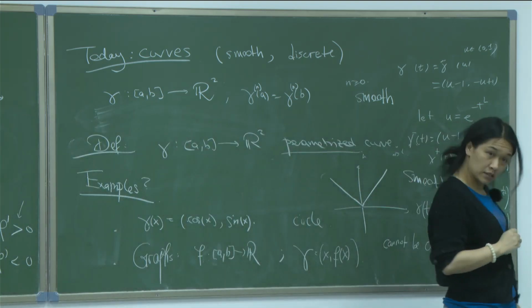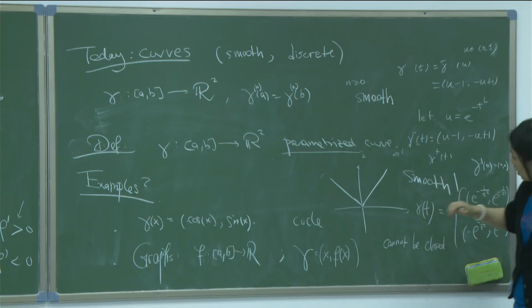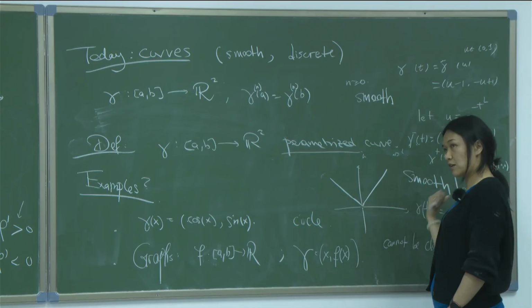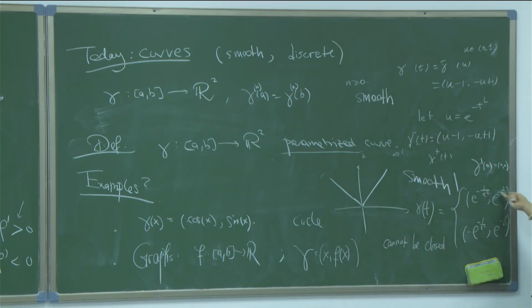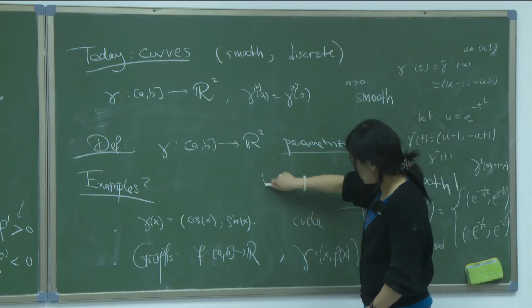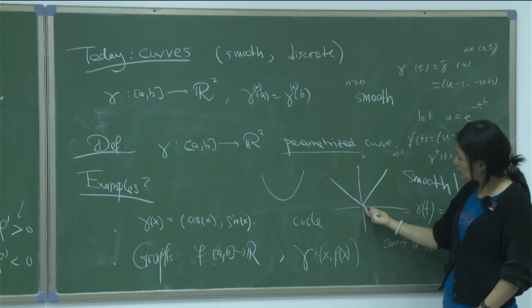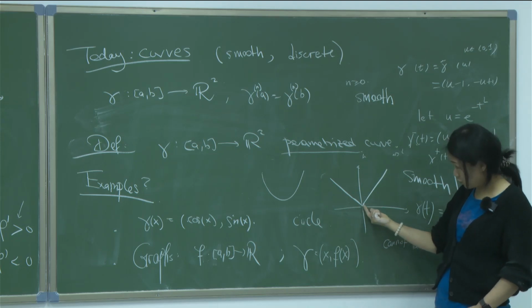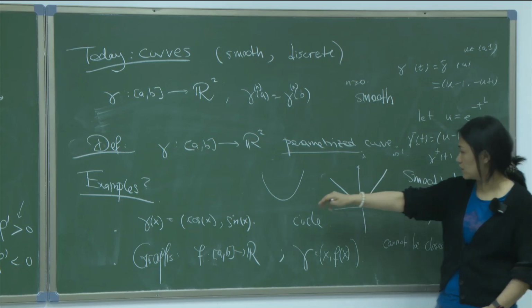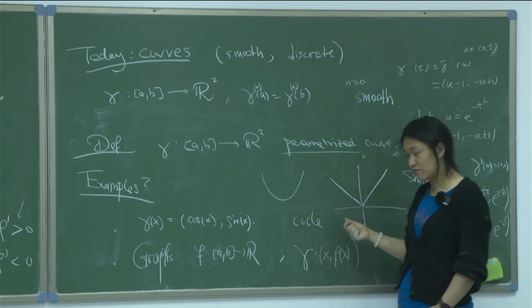Yes, but it's smooth. If you take the Taylor series, it would be constantly 0, but it's not the 0 function. So now, what is the difference between this curve and this curve? It takes a map from t to e to the power of negative 1 over t squared. But objectively, if you look at it, you see a difference between this curve and this curve. This has a corner, and this doesn't. So how do we prevent this from happening?